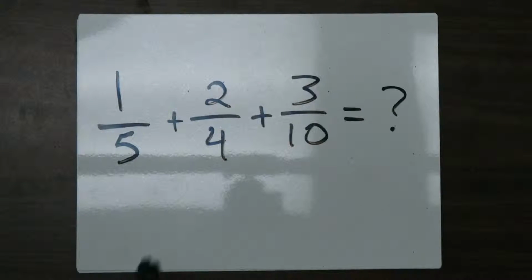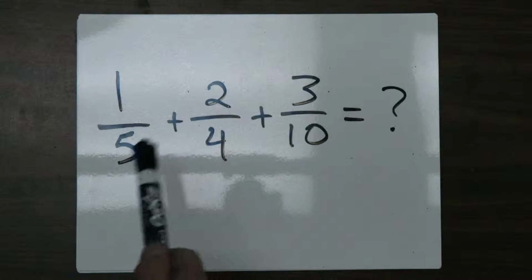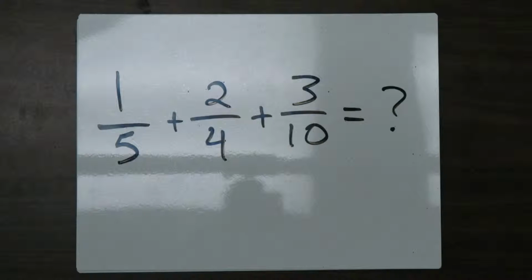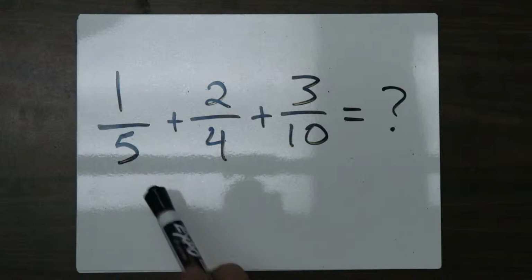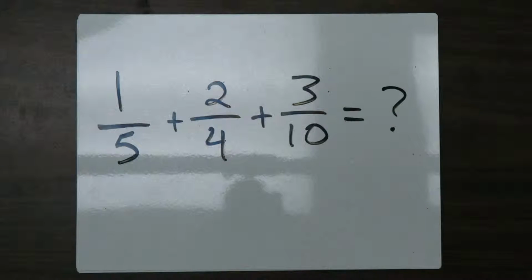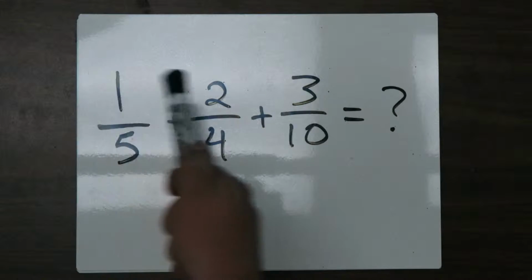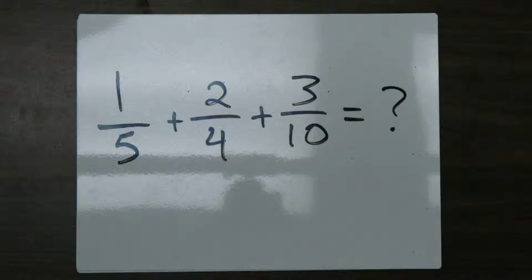All right, now we're talking about adding three fractions together, and again, they don't have the same denominator. So 1/5 plus 2/4 plus 3/10. Well, we're not quite sure. If they were all the same denominator, we could just add across the top, but they're not there yet. That's what we have to do.